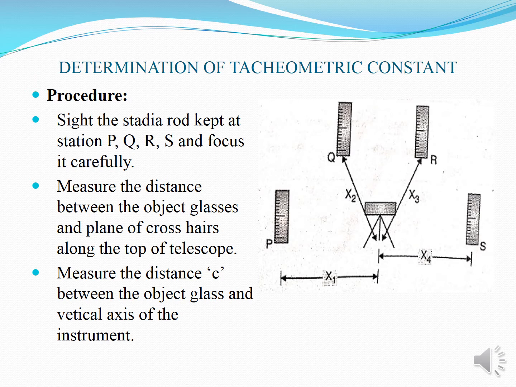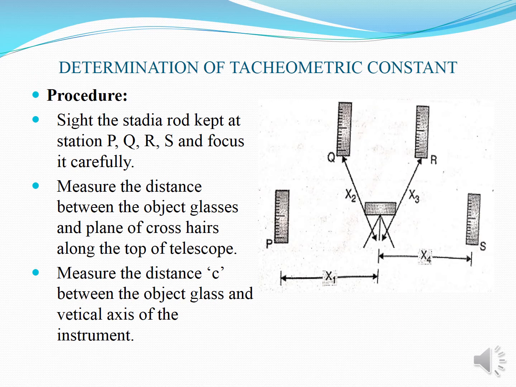So from that equation, those two tachometric constants are f upon i and f plus c. F upon i is the multiplying constant and f plus c is the additive constant. In this lecture we are discussing how to determine or calculate the tachometric constants. Here is the procedure given for the determination of the constants of the tachometer.